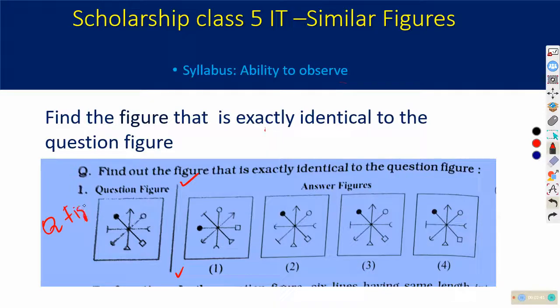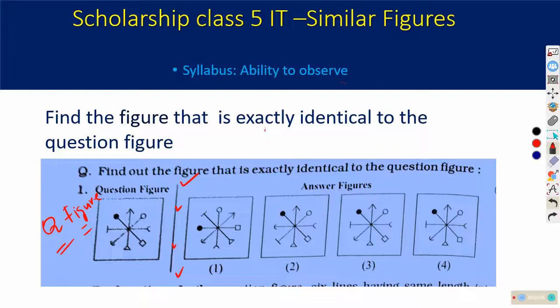Understood? In your exam paper also it will be exactly like this. A question figure is identified because of this particular line. So this is the question figure. You have to find one figure which is similar to this among the 4. I'm sure that somehow you might have already got the answer, and some of you might have got the answer and it's the wrong answer. Let us check how the procedure should be.